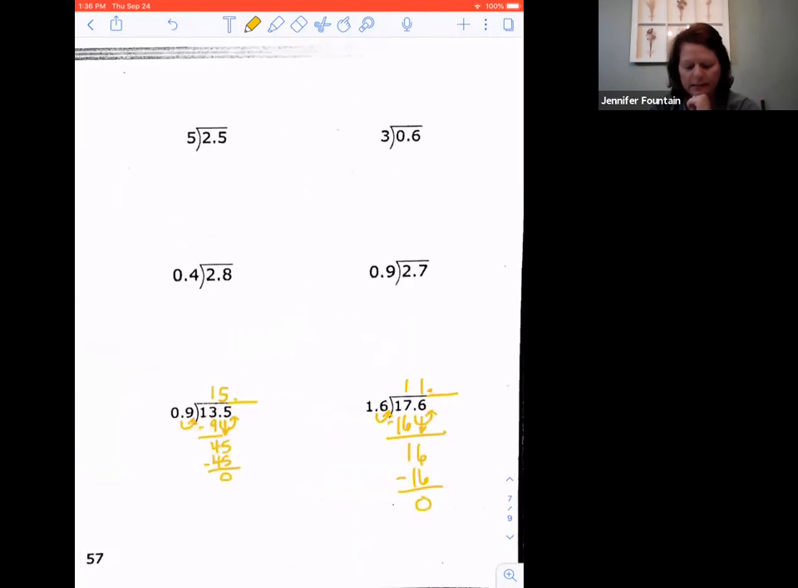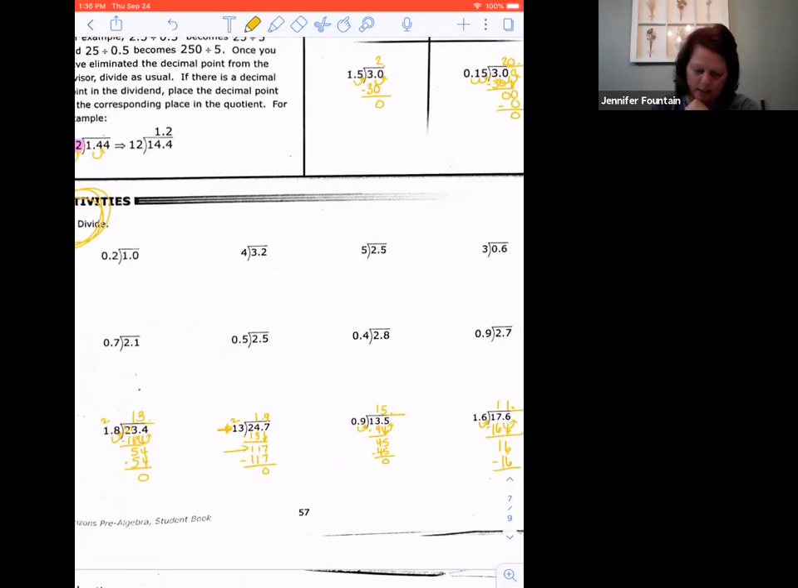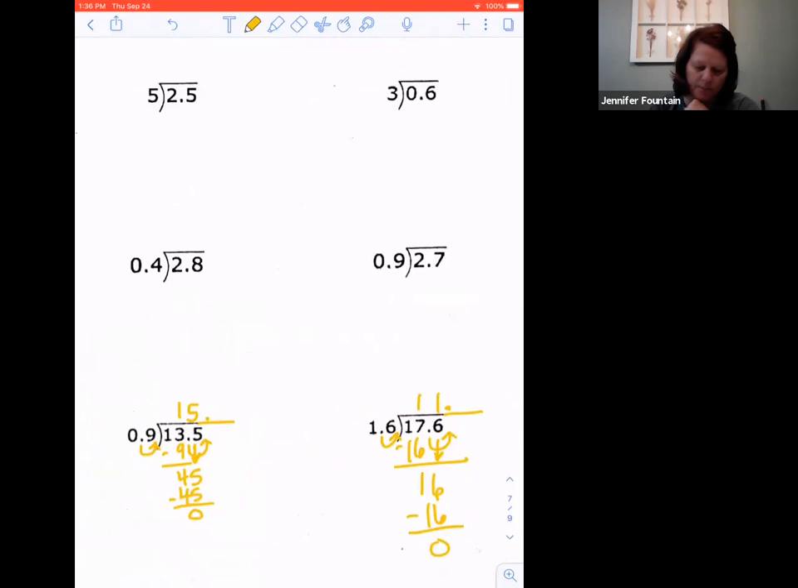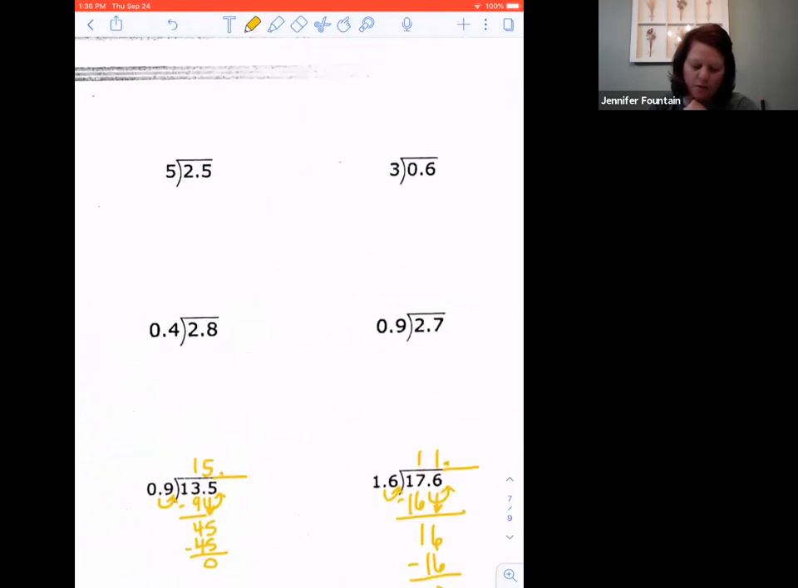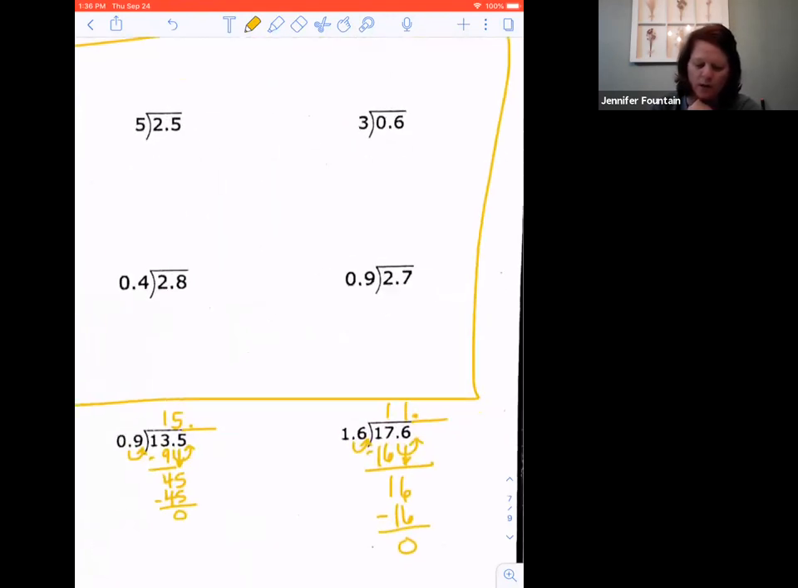All righty. So I tell you what, let's work these 4. So the last 4 on the right-hand side. So let's do these 4 right here. I want you to work those, and then we're going to check them.